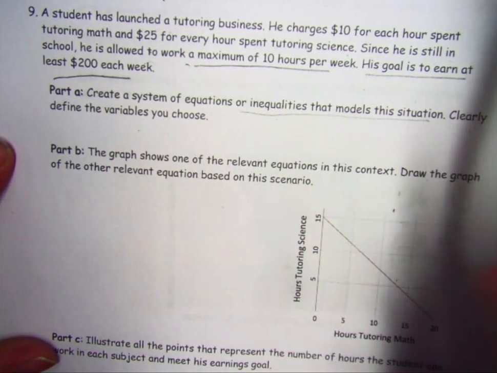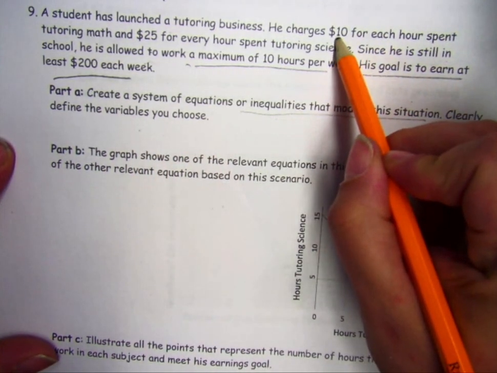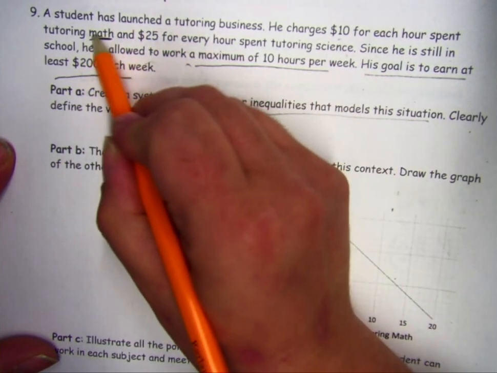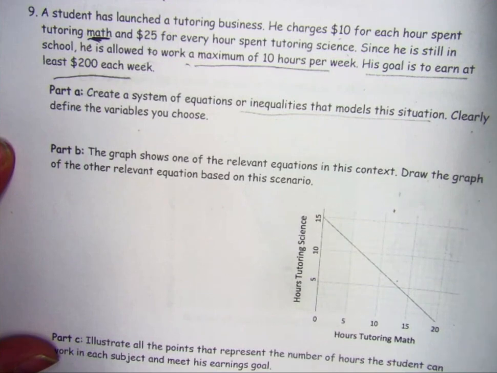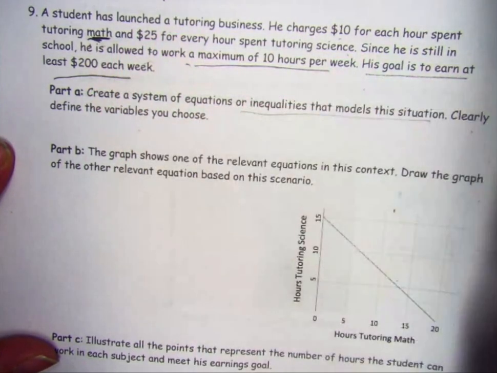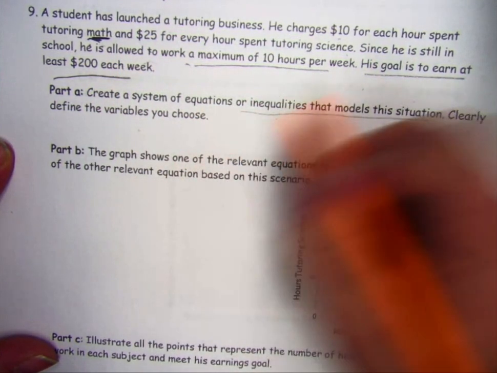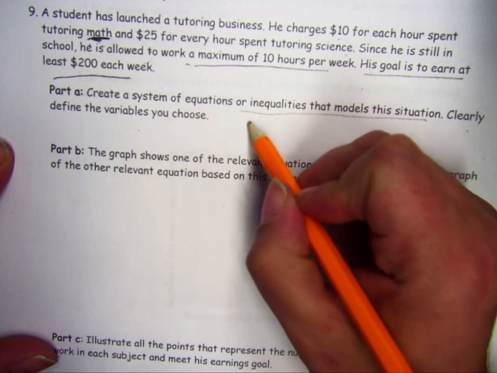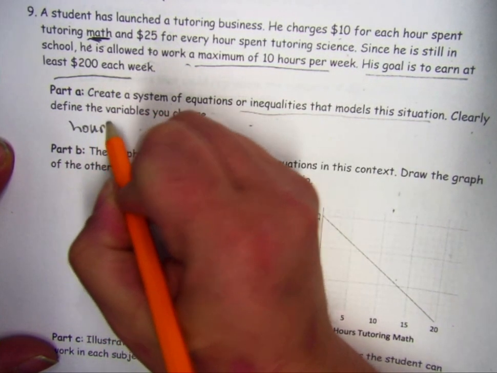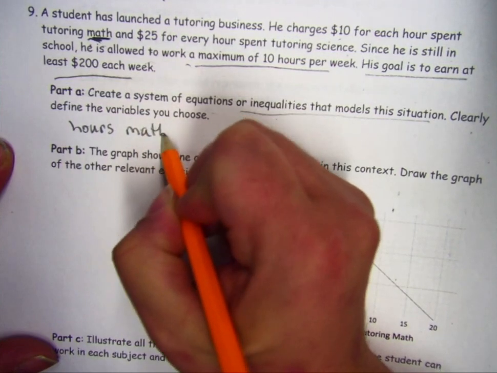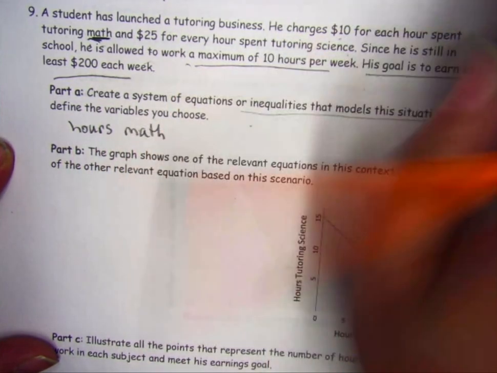So I'm going to make M for tutoring math. I like working with X and Y, but because it's math, I'll use M. So M is hours spent tutoring math.